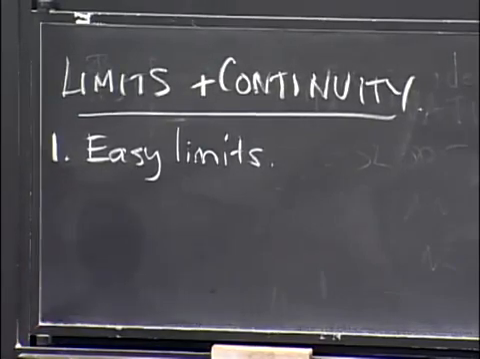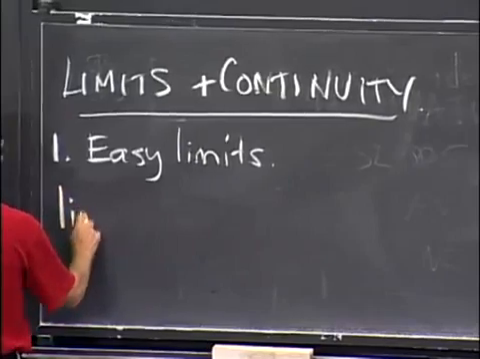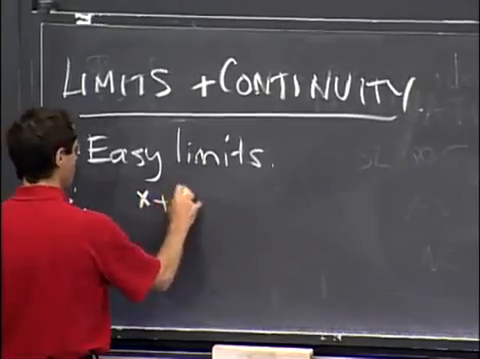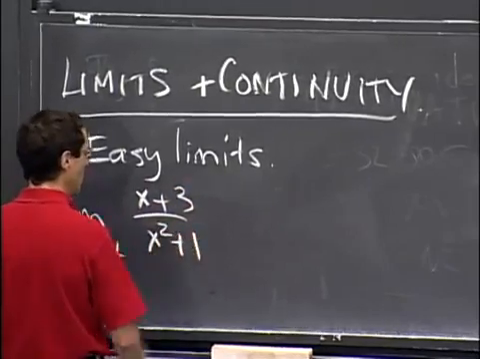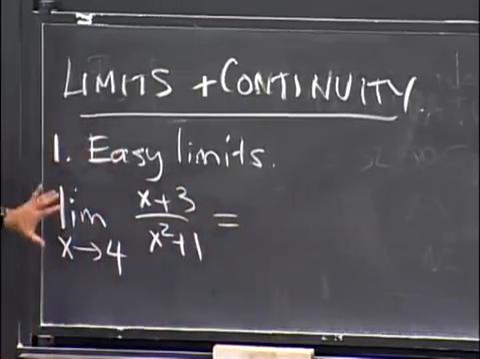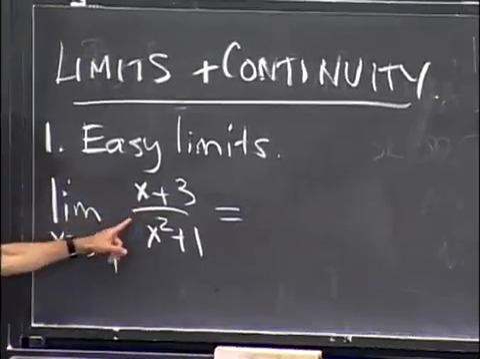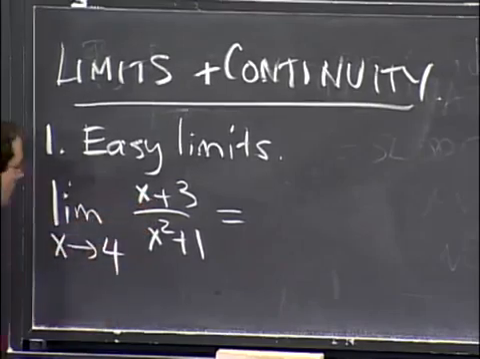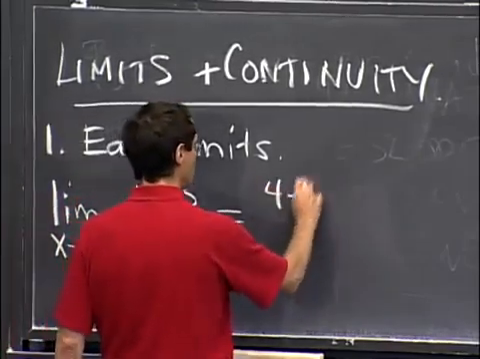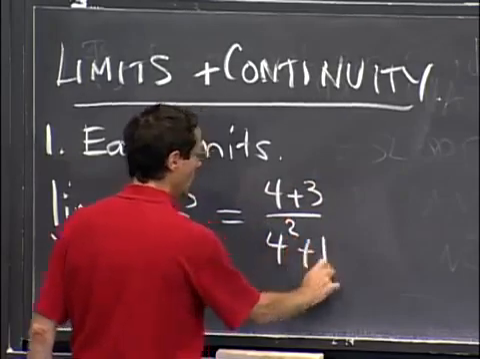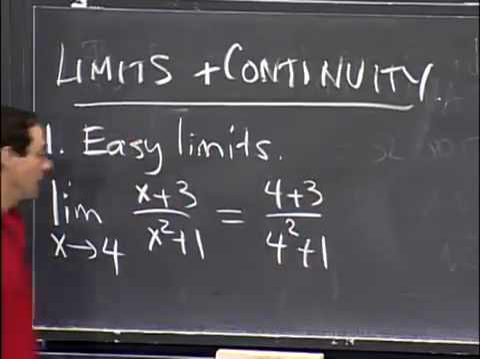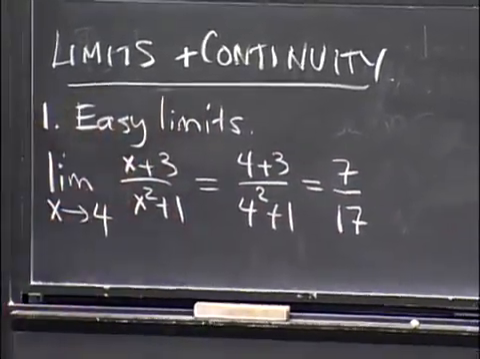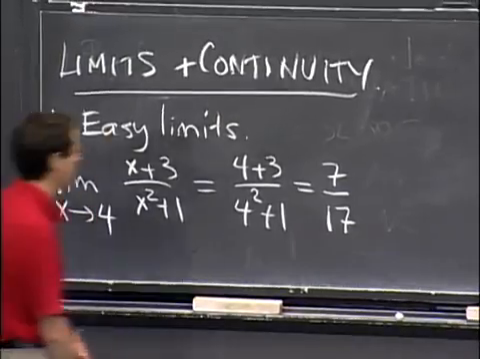So what's an easy limit? An easy limit is something like the limit as x goes to 4 of x plus 3 over x squared plus 1. With this kind of limit, all I have to do to evaluate it is plug in x equals 4. What I get here is 4 plus 3 divided by 4 squared plus 1. And that's just 7 divided by 17. And that's the end of it. So those are the easy limits.